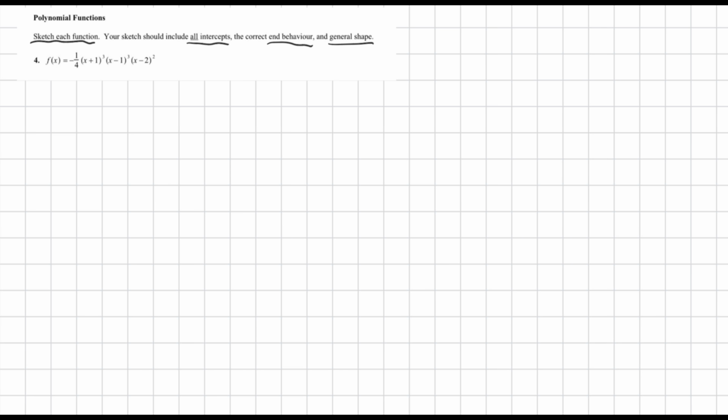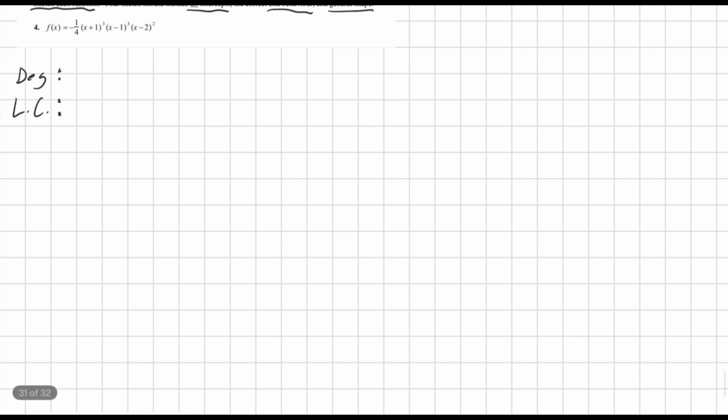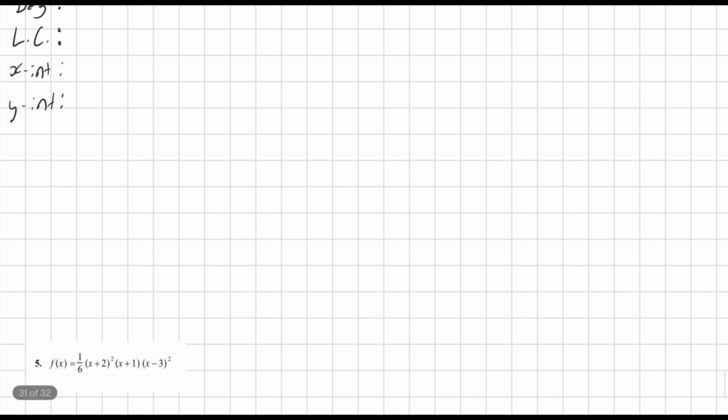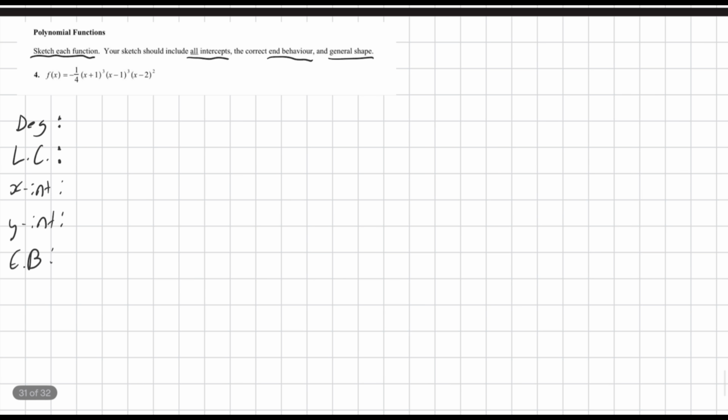So I usually write out everything first. So we do degree first, and then I'm going to write out the leading coefficient. Like I just abbreviate it. You can write out leading coefficient if you want. And then we do x-intercepts, y-intercepts, and end behavior.